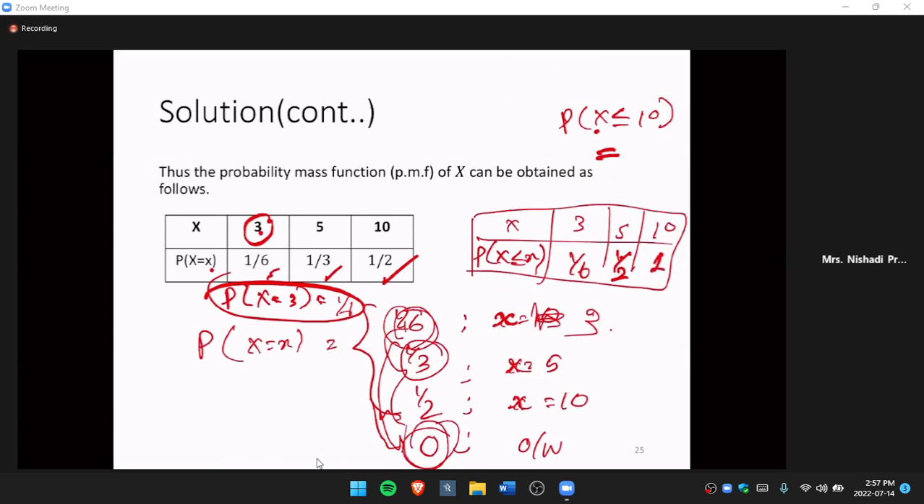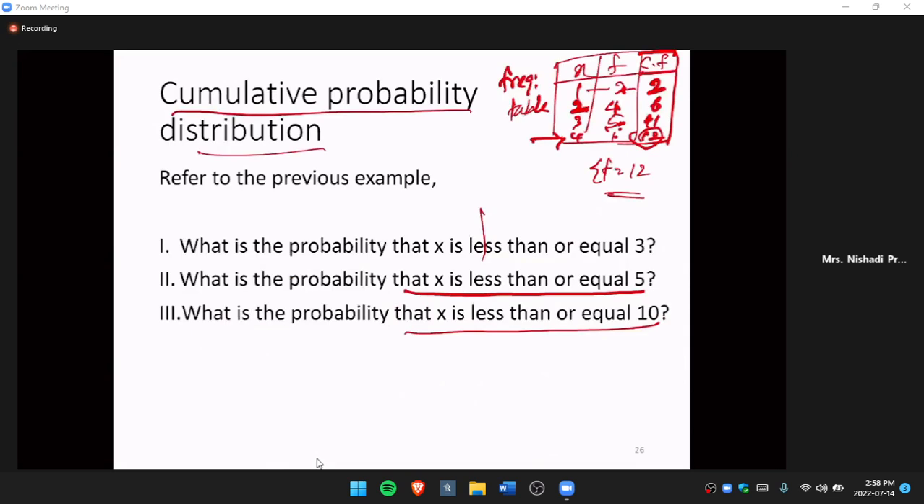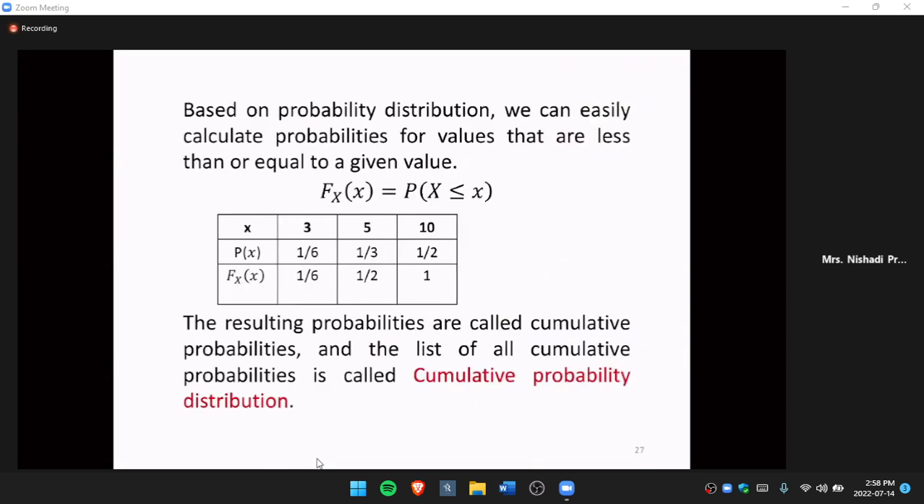So this table is called the cumulative probability distribution table or cumulative distribution. Understand? Here, based on the probability distribution, we can easily calculate probabilities for values that are less than or equal to a given value, like this. Okay?